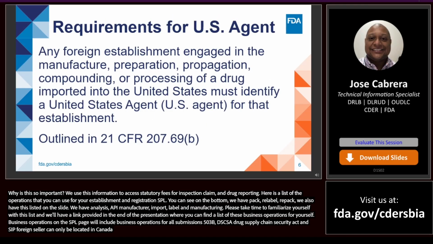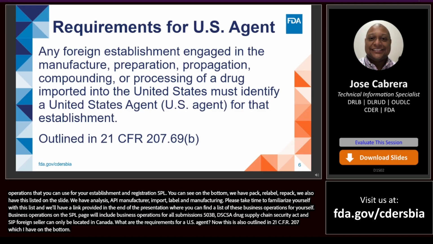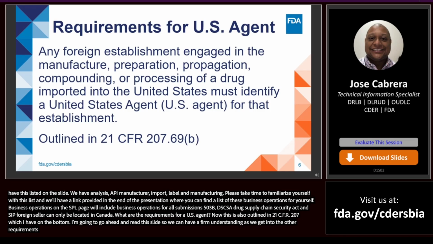Here are the requirements for a U.S. agent. Now, this is also outlined in 21 CFR 207, which I have in the bottom. I'm going to go ahead and read this slide so that way we can have a firm understanding as we get into the other requirements for a U.S. agent in the next slides. Any foreign establishment engaged in the manufacture, preparation, propagation, compounding, or processing of a drug imported into the United States must identify a United States agent for that establishment.